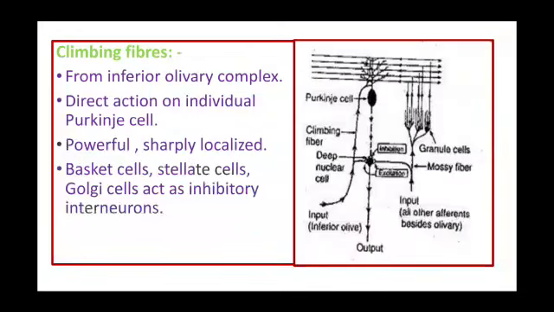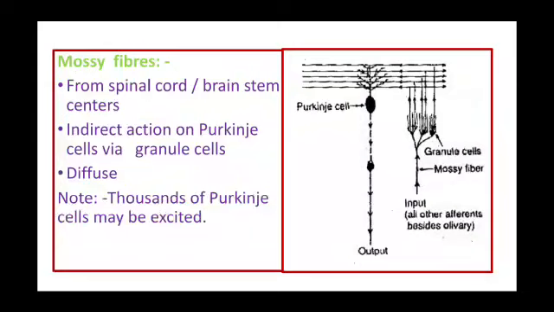The climbing fibers from the inferior olivary complex have direct action on the individual Purkinje cell. Powerful, sharply localized. The basket cells, stellate cells, Golgi cells act as inhibitory interneurons. The mossy fibers from spinal cord or brainstem centers have indirect action on Purkinje cells via granule cells. So it is diffuse in action. Thousands of Purkinje cells may be excited.